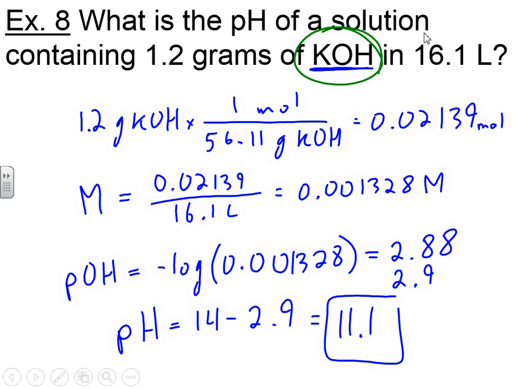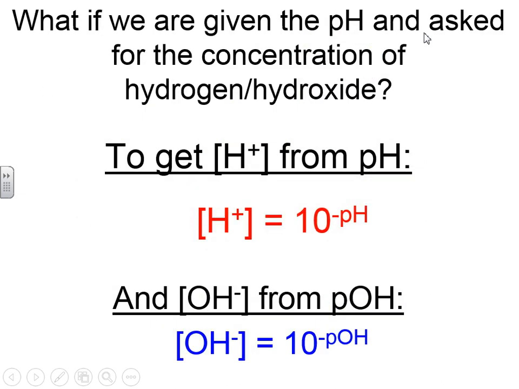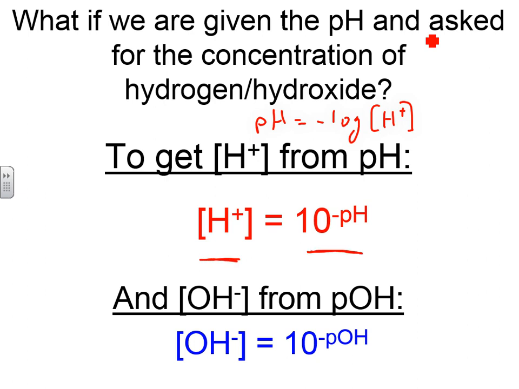Alright, let's finish up by talking about reversing this. What if we're given the pH or pOH and asked for the concentration of the hydrogen or hydroxide? So what you would do is you would undo the negative log equation, pH equals negative log of H plus. If you undo this mathematically, you get yourself H plus equals 10 to the negative pH. So it's just a matter of rearranging. If you know how to rearrange logs, then you get up to this. And same thing for pOH. So hydroxide ion concentration is 10 to the negative pOH.